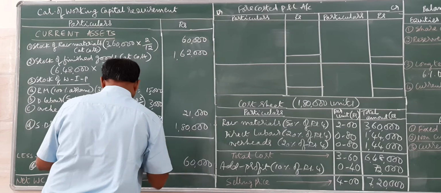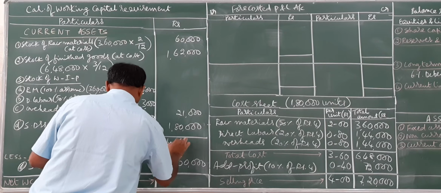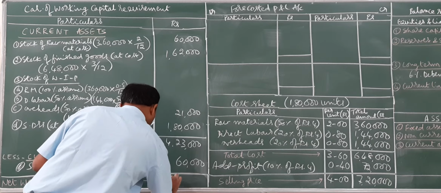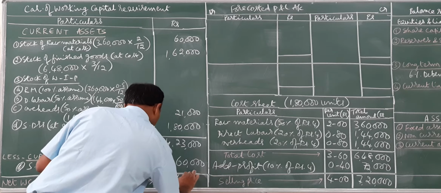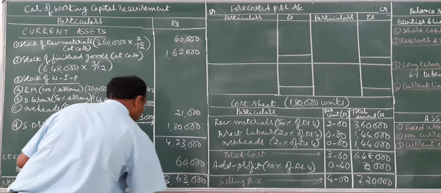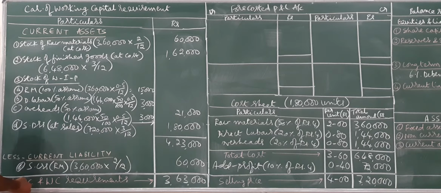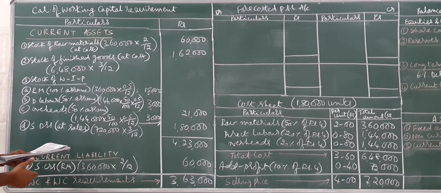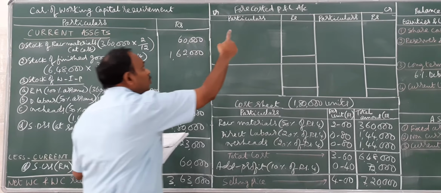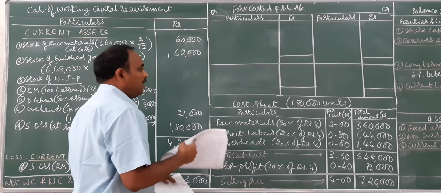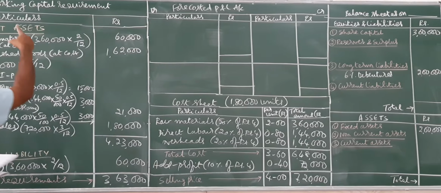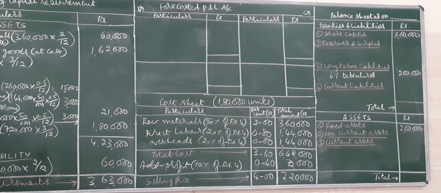So add all the current assets: 4,23,000 less 60,000, 3,63,000 is the net working capital as well as the working capital requirement. This completes the working capital requirement. We have to do the forecasted profit and loss account, and we have to complete the balance sheet with the help of the working capital requirement, whatever we have done.